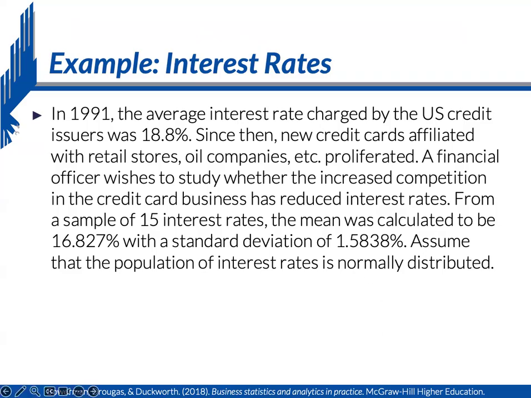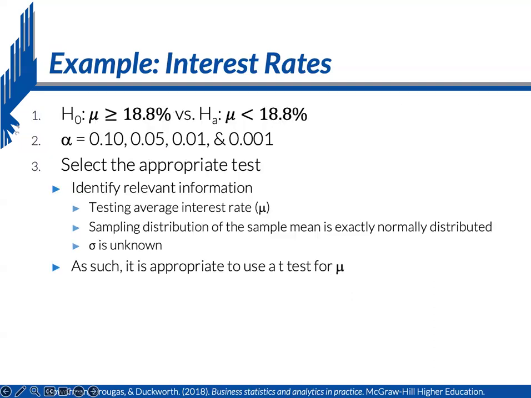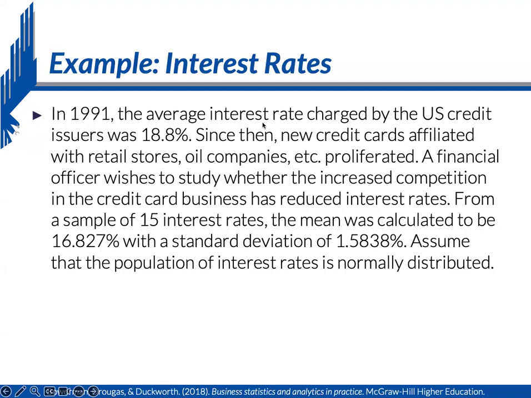So in this particular example, our objective is to determine if the increased competition has reduced the average interest rate. And based on that, we can formulate the null and the alternative hypothesis. So the null hypothesis will be that the mean is greater than or equal to 18.8%. And the alternative hypothesis states that the mean is less than 18.8%. So that's what you want to know. Is the average now less than what is currently known, which is 18.8%?